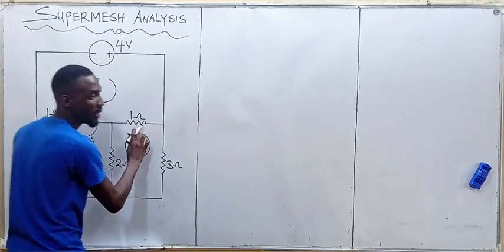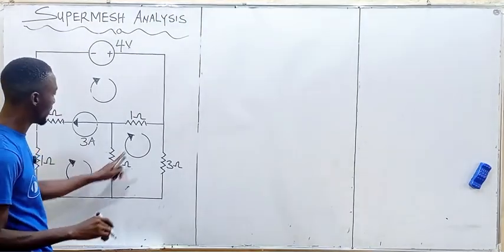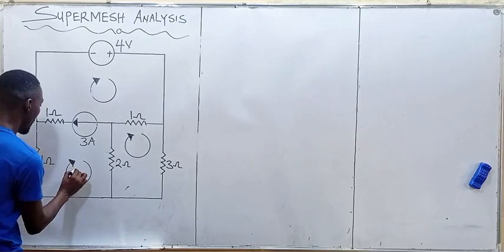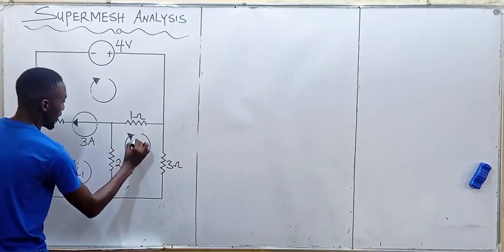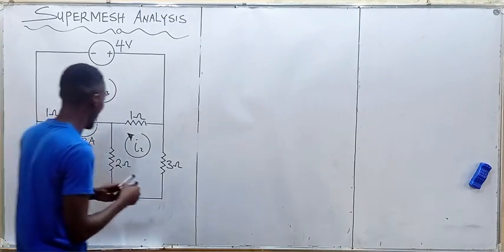All right, so we are going to name them. This is going to be I1, this is going to be I2, this is going to be I3.